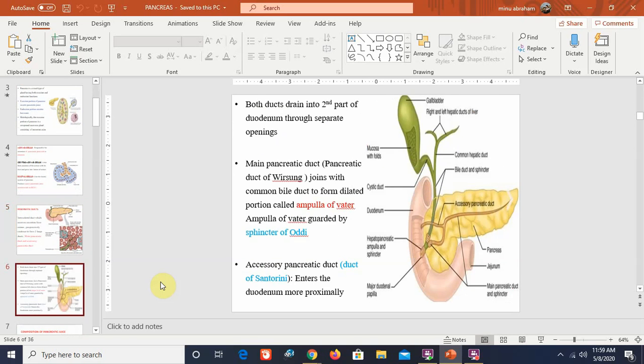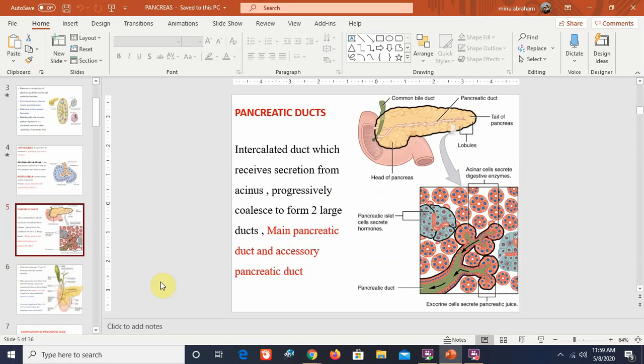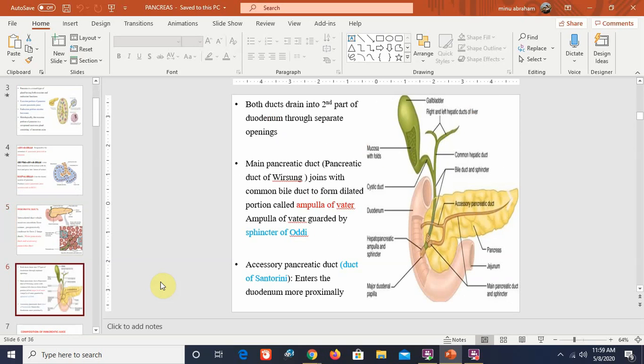Now coming to the pancreatic ducts. The secretions from the various acini finally join to form the ducts. There are mainly a main pancreatic duct as well as the accessory pancreatic duct. Both the main as well as the accessory pancreatic duct will drain into the second part of the duodenum through separate openings.